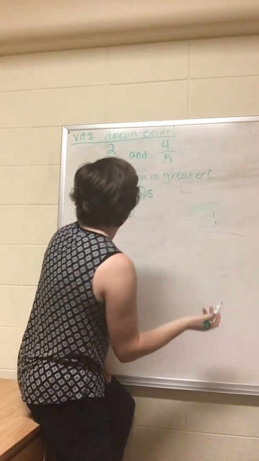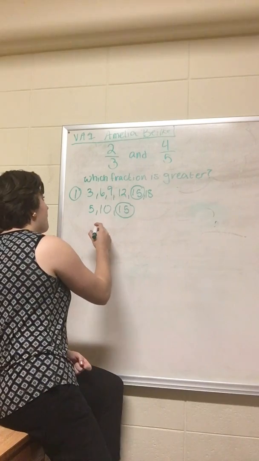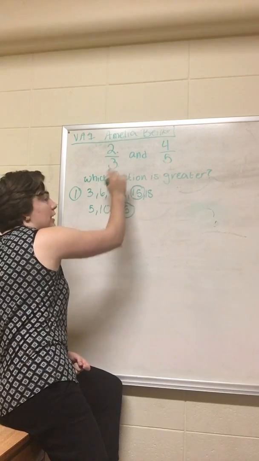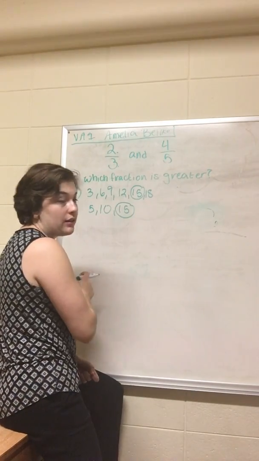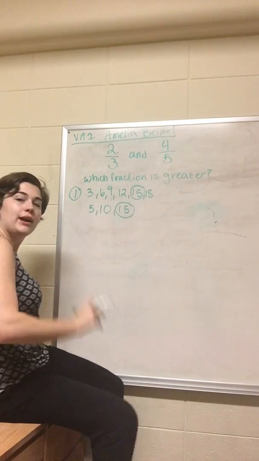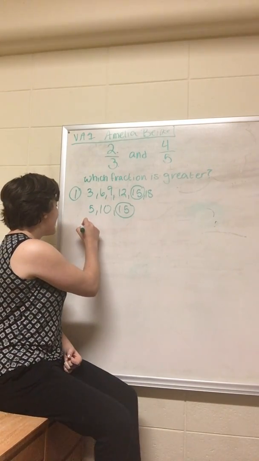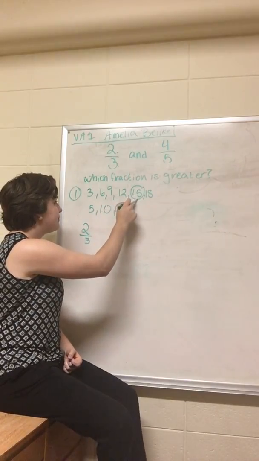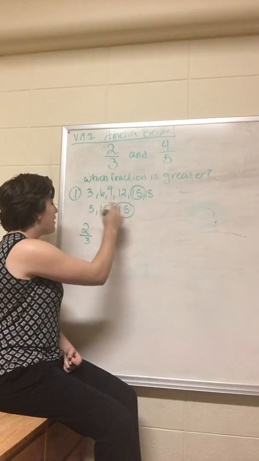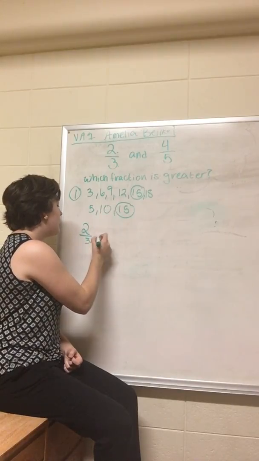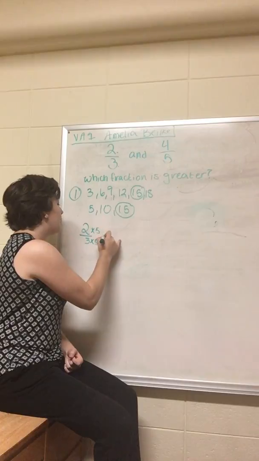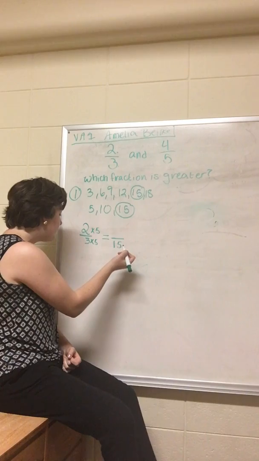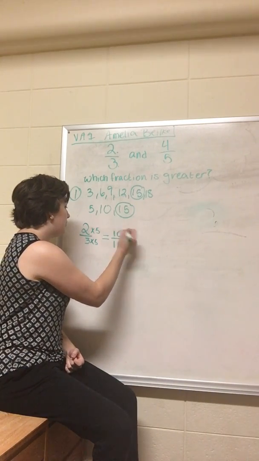So that means that whatever we do to the denominator, we have to do to the numerator, the denominator being the bottom and the numerator being the top. So I'm going to write 2/3 down here. To get 15, we multiply 3 by 5. So multiply by 5, numerators multiplied by 5. So our denominator is 15. Our numerator is 10. Okay?